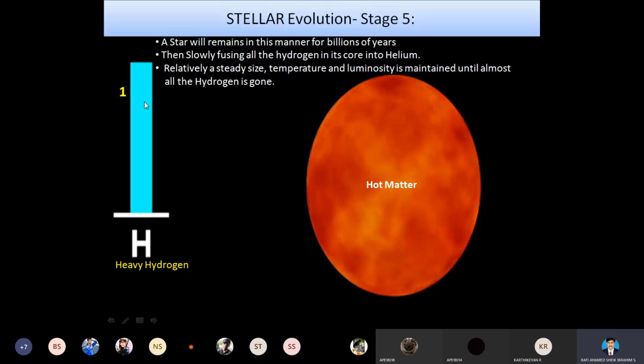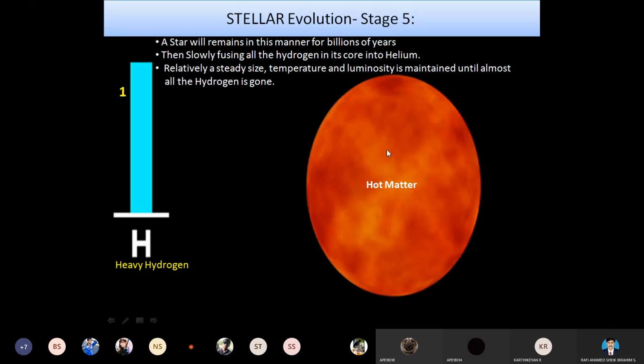But what happens? Slowly, all the hydrogen in the core is fused into helium. Actually, the hydrogen will burn out. When the hydrogen gas is burning in the core, the energy will be reduced. The energy will be reduced actually. So when the energy is reducing, then we can see the changes. See here.